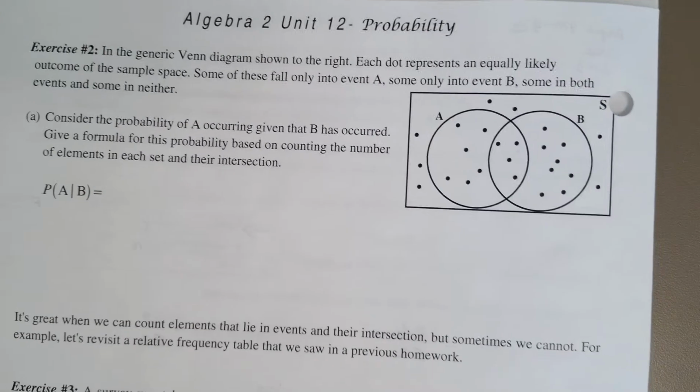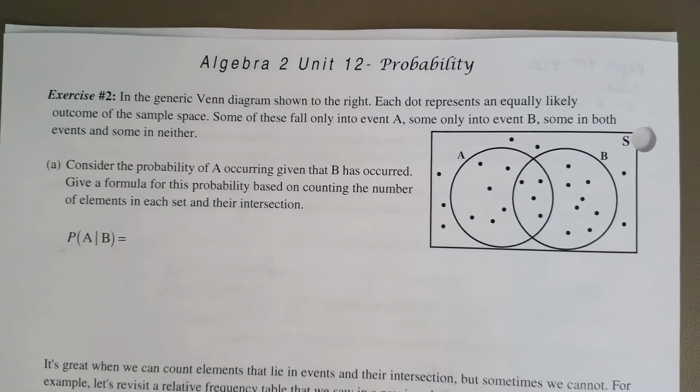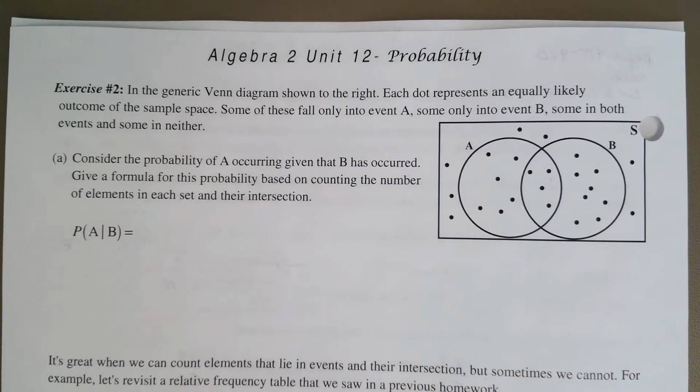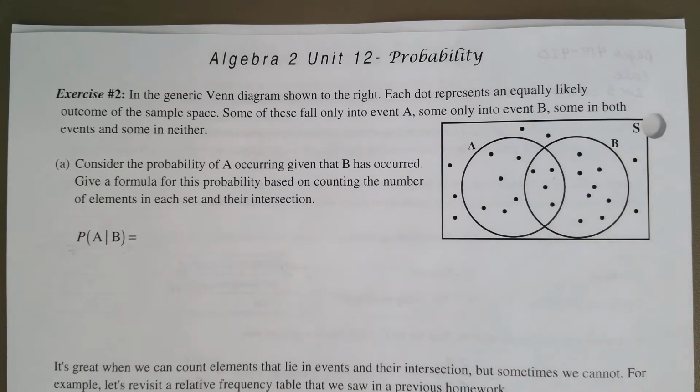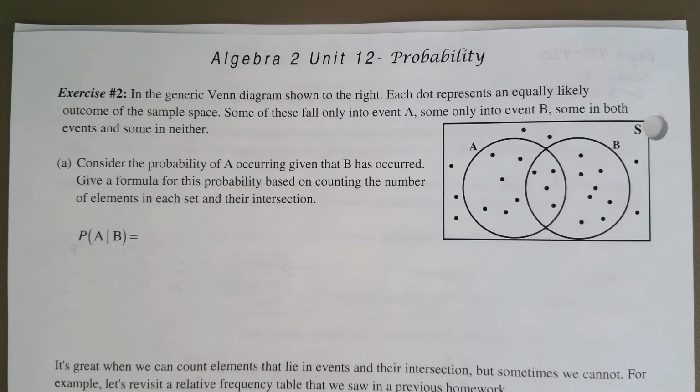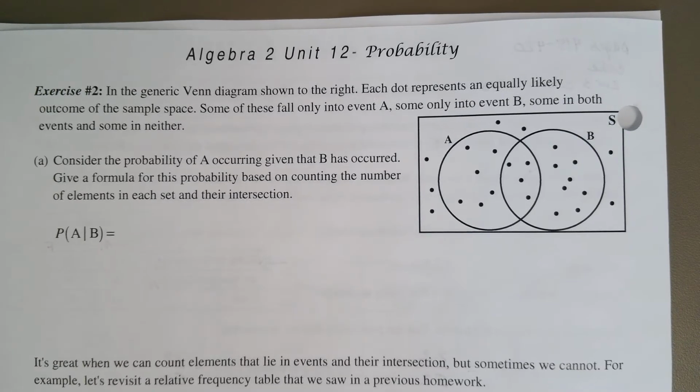Exercise 2, in the generic Venn diagram shown to the right, each dot represents an equally likely outcome of the sample space. Some of these fall only in event A, some in event B, some in both events, and some in neither. Okay, consider the probability of A occurring given that B has occurred. Give a formula for this probability based on counting the number of elements in each set and their intersection.